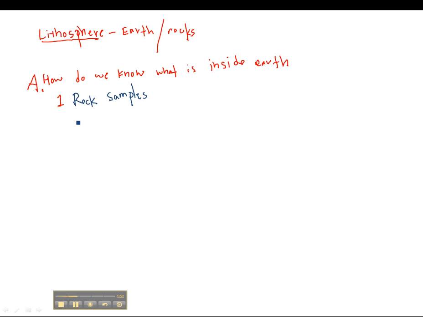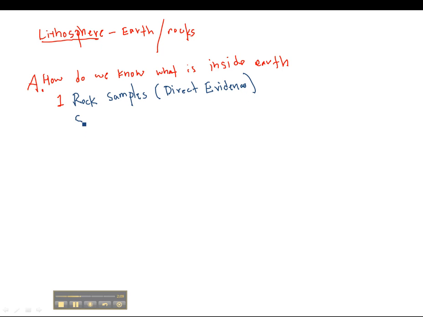Another way that we find out what's going on inside the earth, and this rock samples way, sorry, rock samples are actually a direct way we find things out, okay? It's direct. Like we look at a rock and we do some testing, but that's not the only way we get evidence from the Earth.